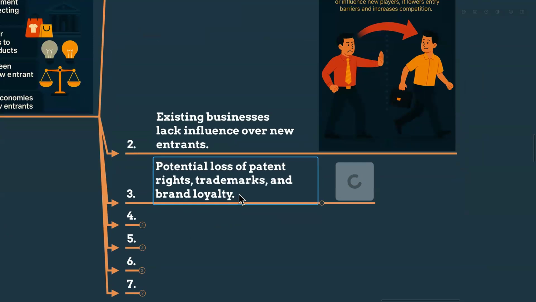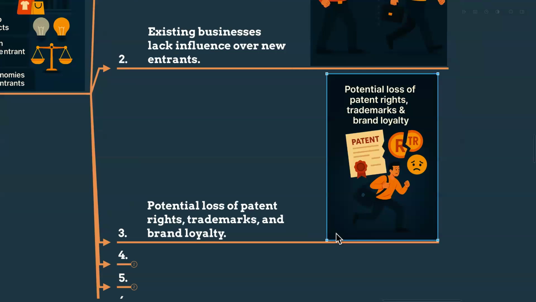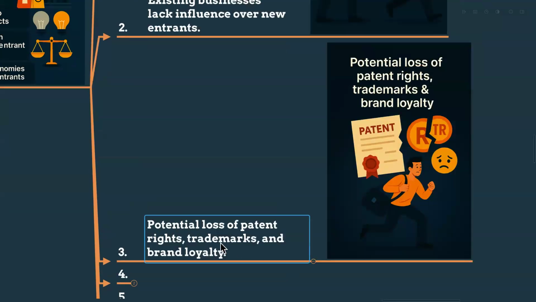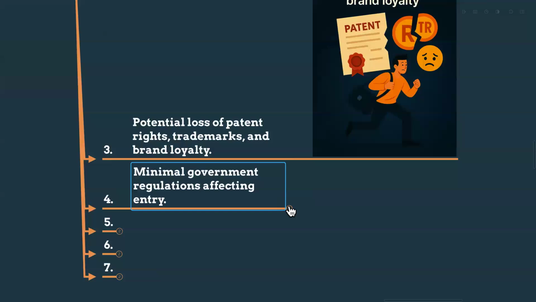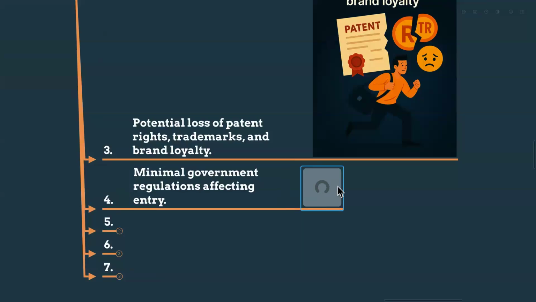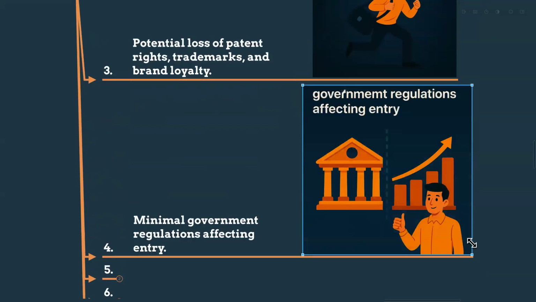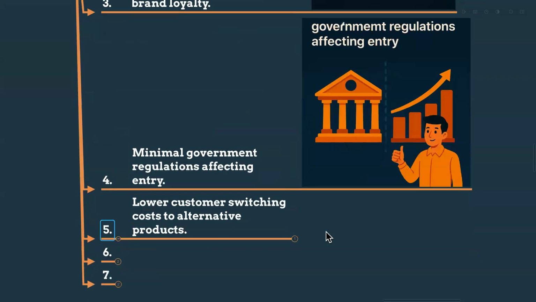And the potential loss of patent rights, trademarks, and brand loyalty, right? For example, you don't have patents for your method, so the new entrants don't need to take special licenses or permits from the governments. Definitely they are going to come for you. At the same time, if your brand loyalty is very low, your customers will go, there is no loyalty. And there are minimal government regulations affecting entry as well. If no special permits are needed for that particular industry, then everyone can come. There's a huge threat from new entrants.